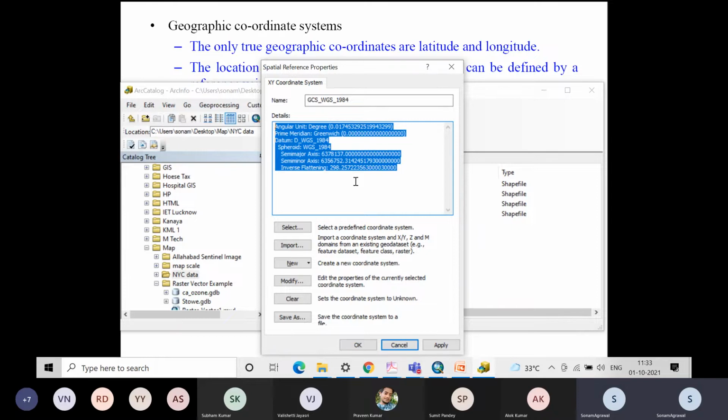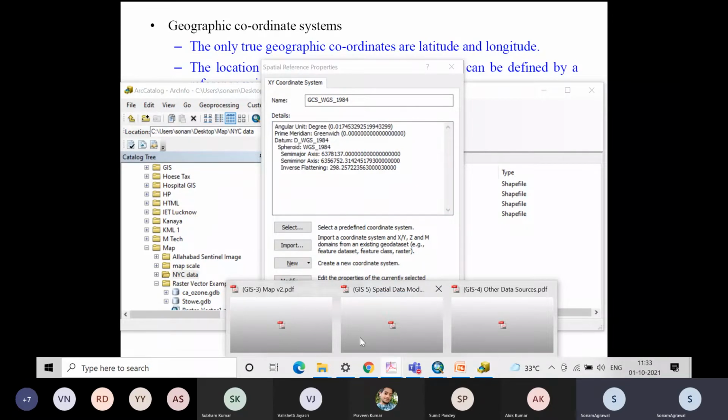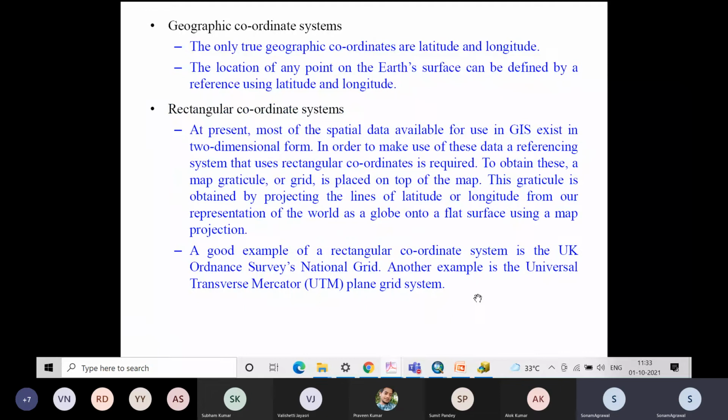Whenever you are creating any spatial data, the spatial reference is mandatory. Without that, how will you refer to a particular location on the earth if you do not give all this information? So that's why we have to give this information, so that any place can be properly recognized.